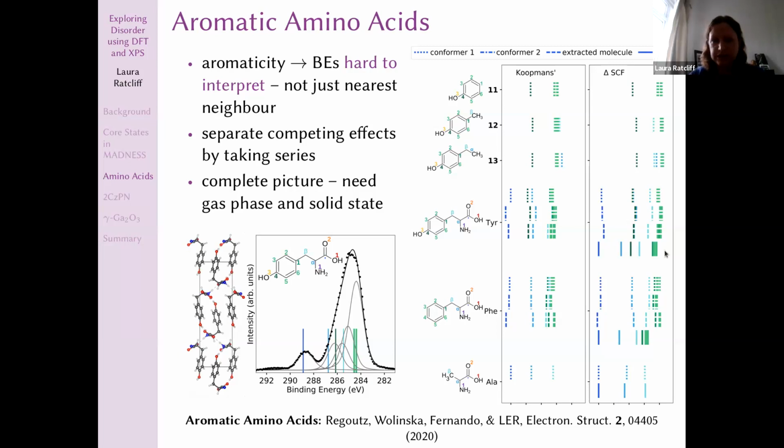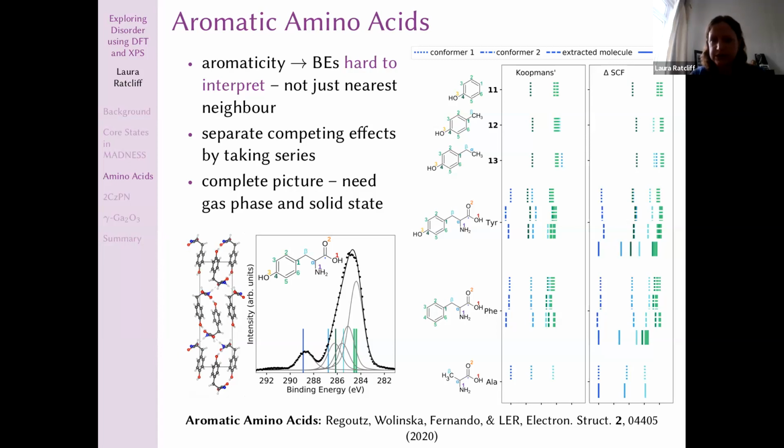So just relying on your gas phase intuition or your understanding of the gas phase doesn't really give you a good interpretation of the solid state either. But it was also hard to rationalize the results just by looking at the values for tyrosine. So what we did in MADNESS was a systematic series of molecules where we systematically remove functional groups to understand the effects of the nearest neighbor, and which functional groups that were added made some difference.